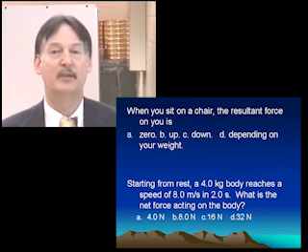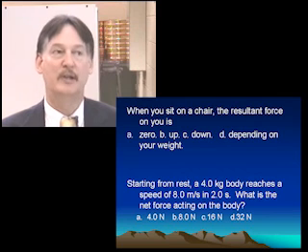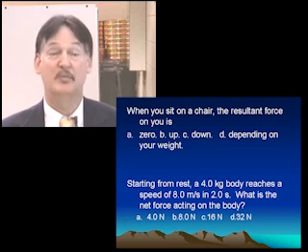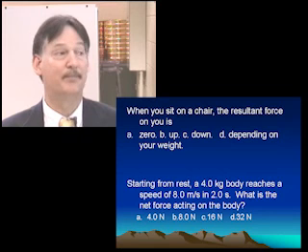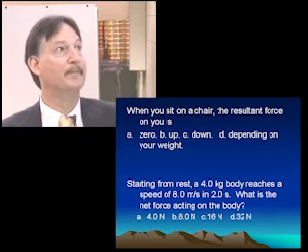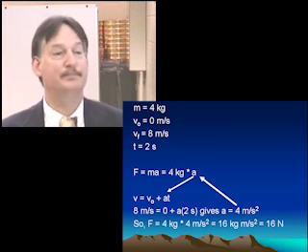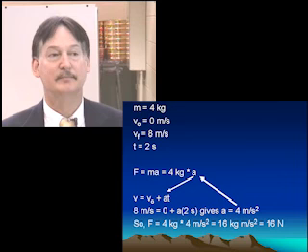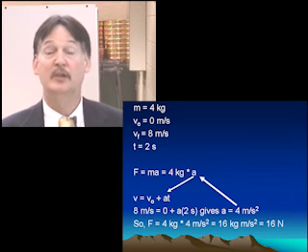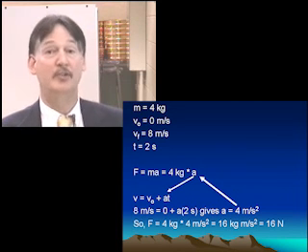So 8 meters per second in 2 seconds is 8 over 2, a 4 meter per second squared acceleration. So an acceleration of 4 meters per second squared for an object of 4 kilograms means that the force had to be 16 newtons: 4 kilograms, m, times 4 meters per second squared, a. F equals ma. You can pause this to examine it more closely at your discretion.